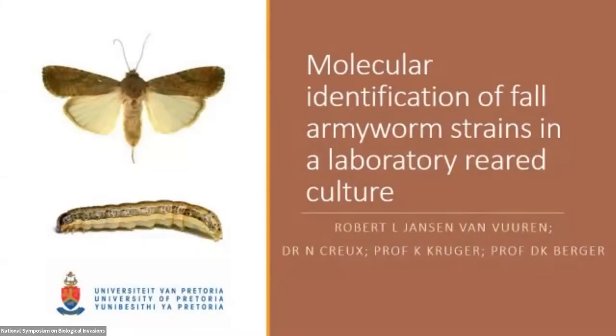Good afternoon. My name is Robert Luke Janssen van Vuuren, and the title of my talk today is Molecular Identification of Fall Armyworm Strains in a Laboratory Reared Culture. My supervisors were Dr. Nikki Crew, Prof. Kirsten Kruger, and Prof. Dave Berger.